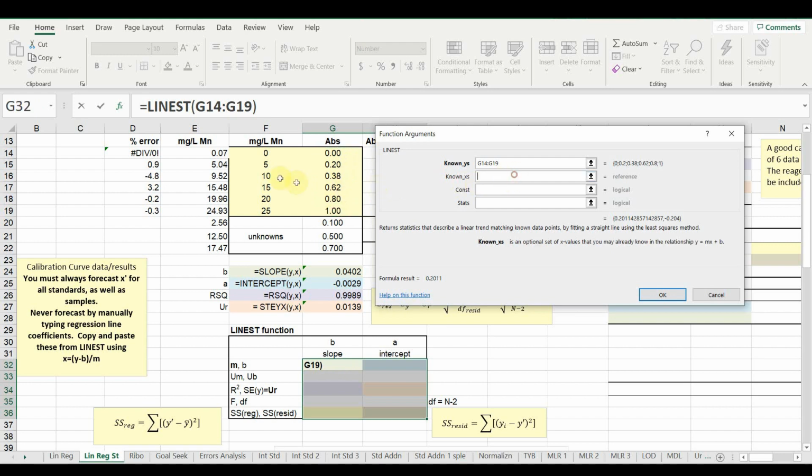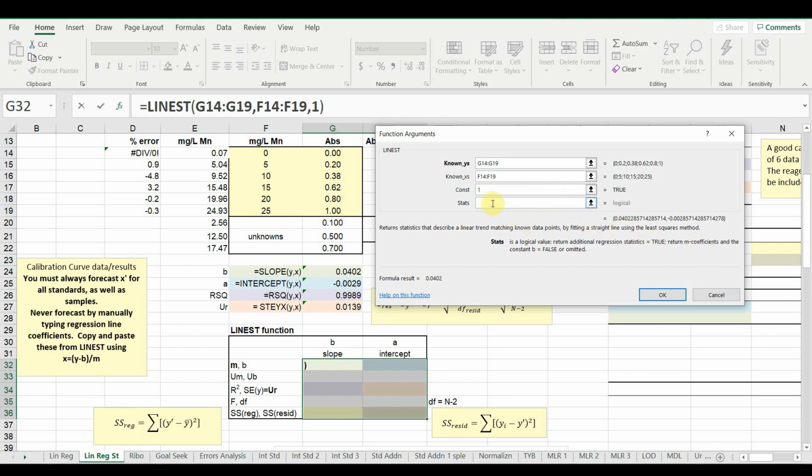The known x's for the standards. Now the constant. This dialog box says constant is a logical value. The constant b, which is the slope, is calculated normally if constant is true. We do want the value of the slope calculated, so make sure that either you put a 1 in here, which implies true, or omitted is the same thing.